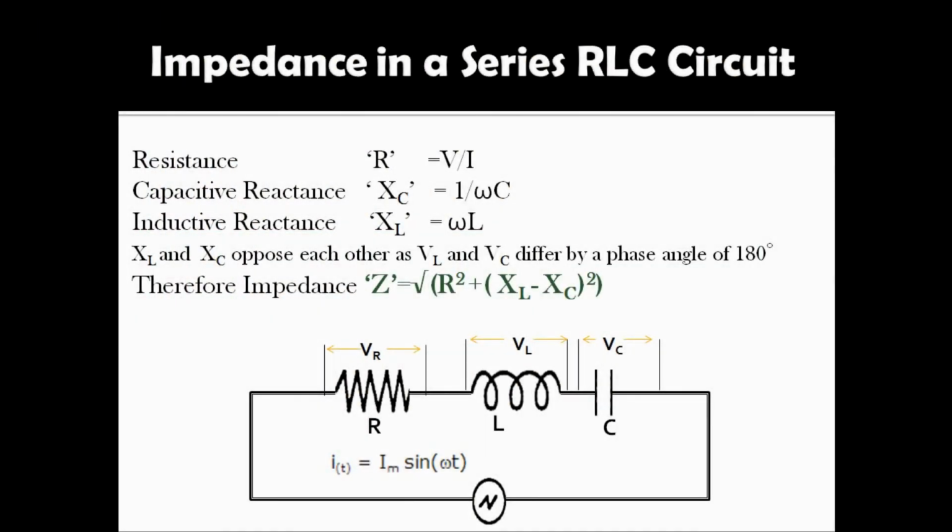Let's discuss impedance in a series RLC circuit. As we know, every element opposes the flow of current. In the case of a resistor, it's called resistance. In the case of capacitors and inductors, it's called reactance. Inductive and capacitive reactances oppose each other as inductive voltage and capacitive voltage differ by a phase angle of 180 degrees. The combined effect of resistance and reactance in an RLC circuit is known as impedance.